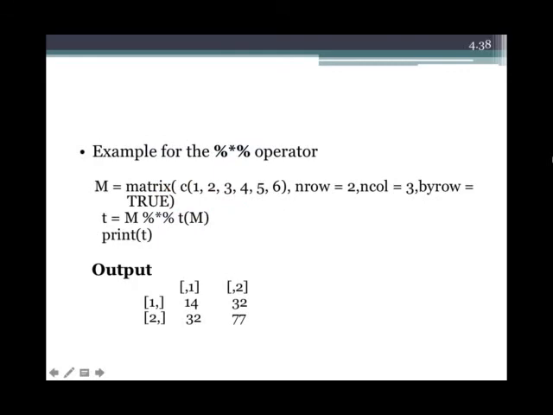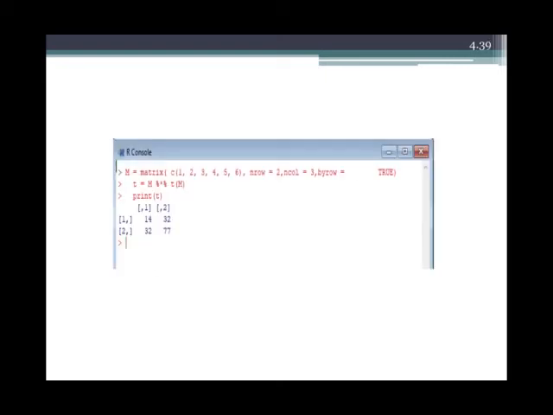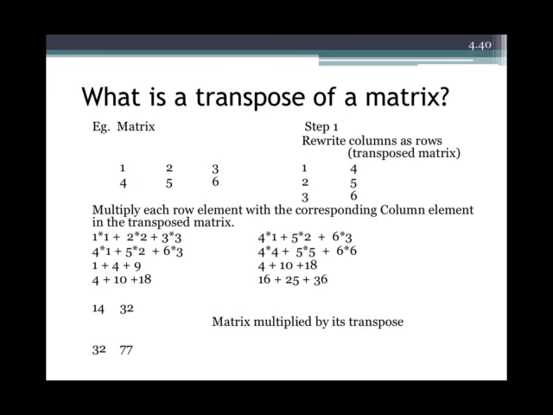Now, our next example, we have the matrix multiplication. Our matrix has the numbers 1, 2, 3, 4, 5, 6. It has 2 rows and 3 columns. And by row is true, which means we'll get 1, 2, 3 in the first row, 4, 5, 6 in the second row. We are multiplying this matrix with the transpose of the same matrix. You can see the answers, and we also show you the output from the R environment. We'll also explain what is meant by the transpose of a matrix.